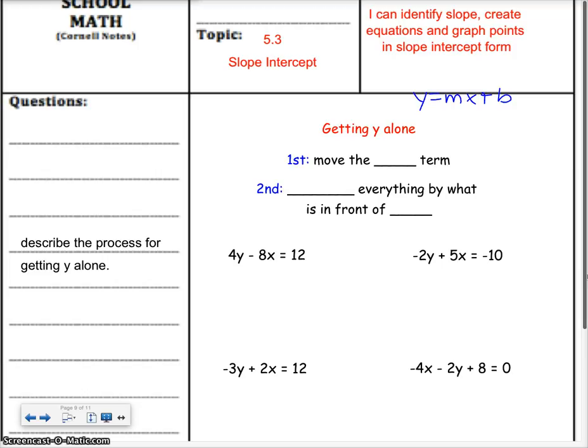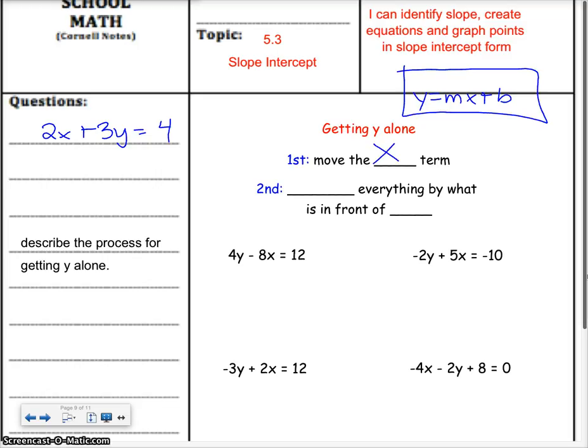But there's going to be times where I'm going to say, hey, graph this line. And you can't graph it until it's in slope-intercept form. So if I say graph this line, your expectation is to know how to identify the slope and the y-intercept.